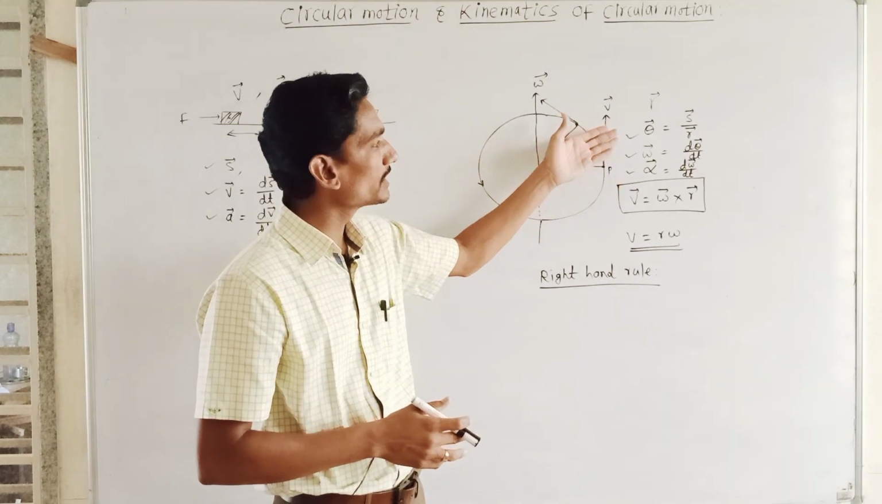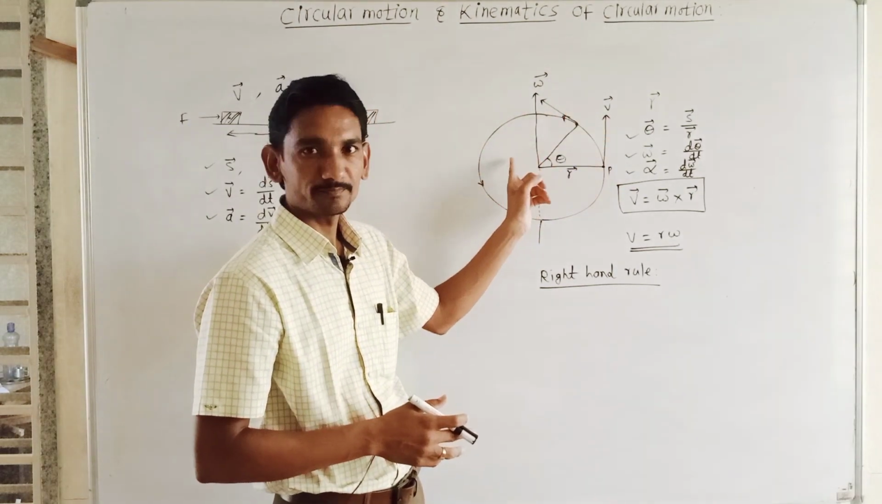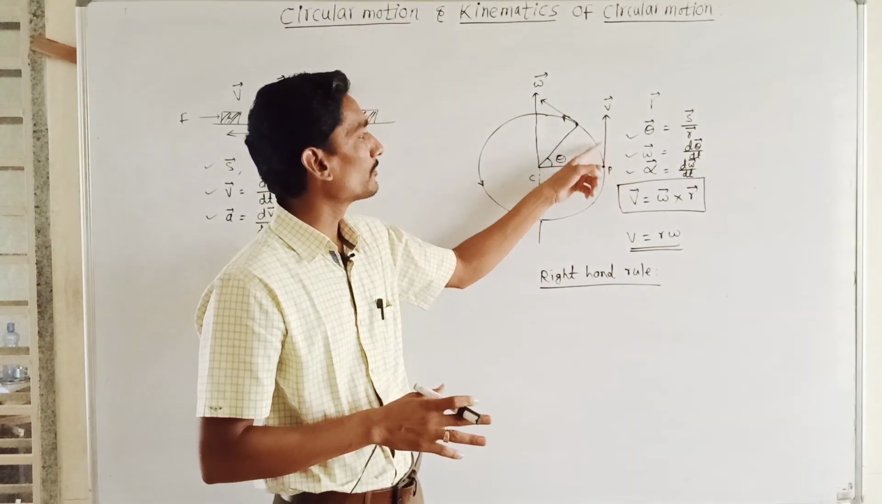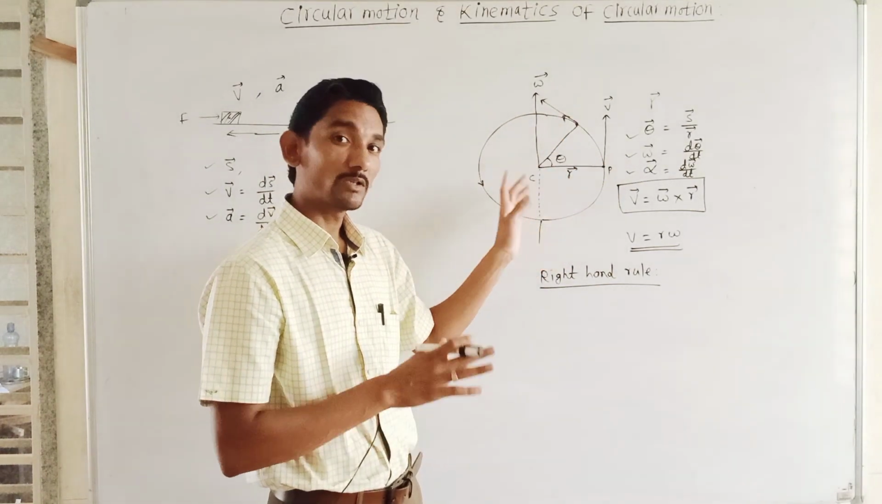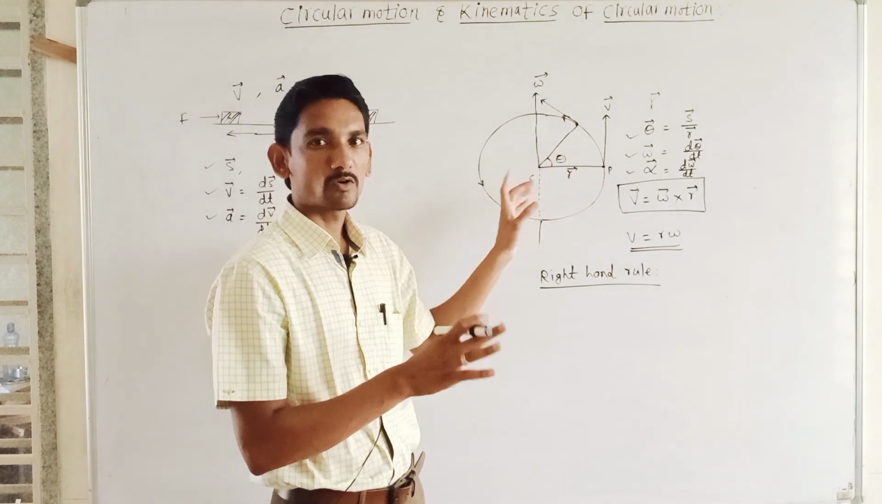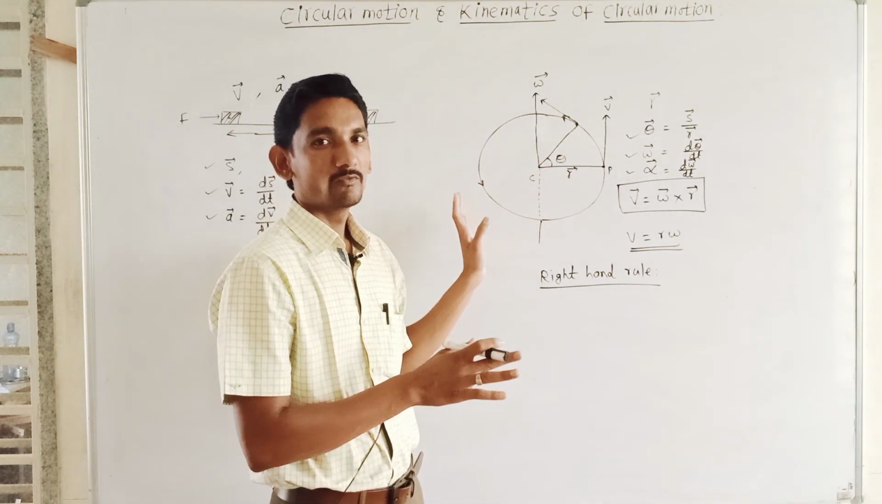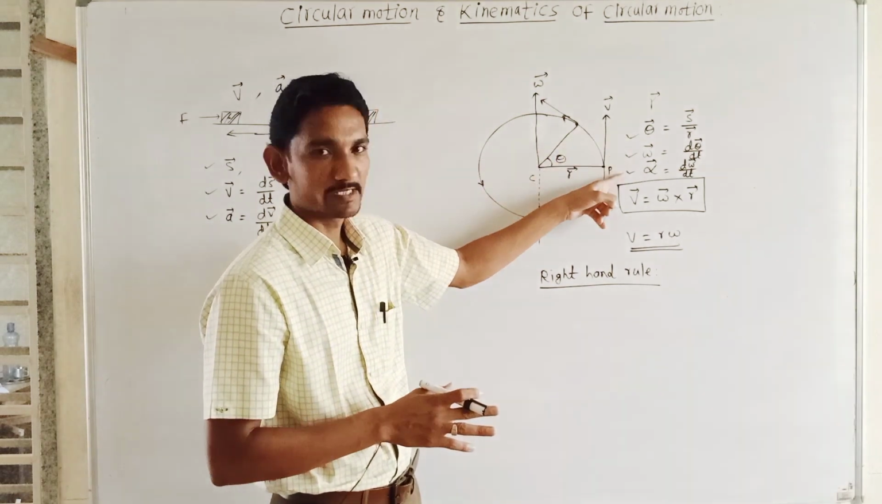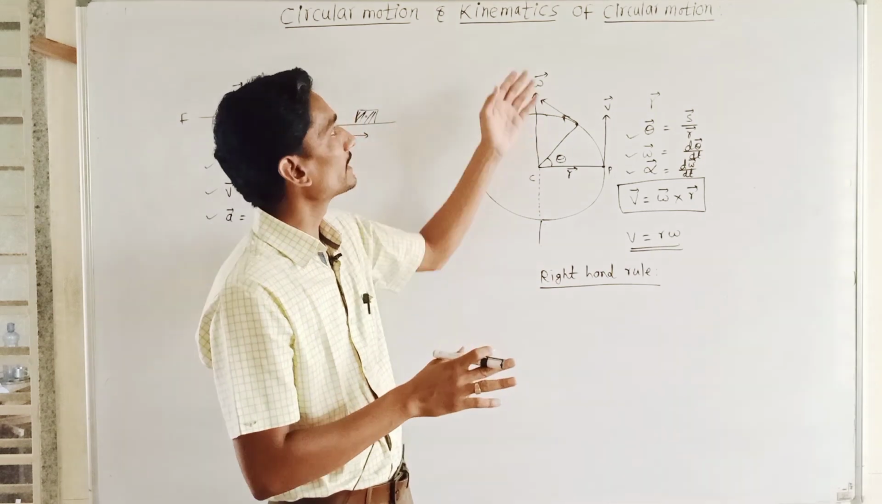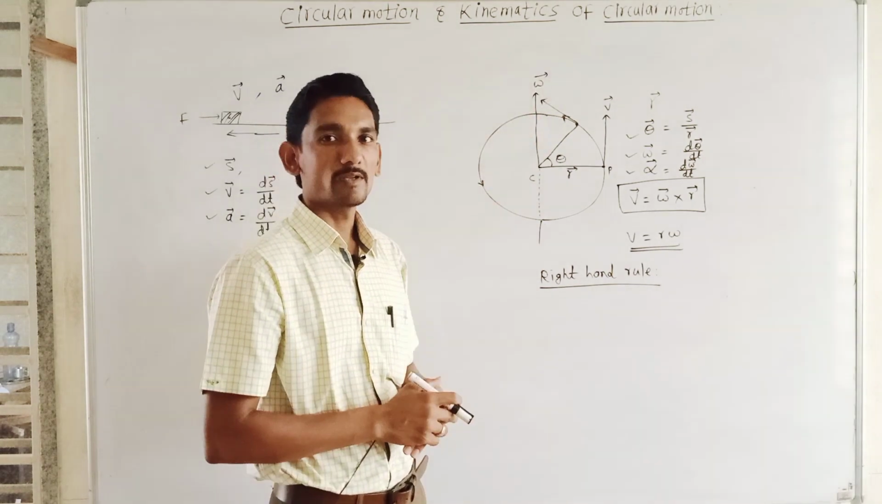That means we are dealing with the angular displacement, not the cause of angular displacement. We are dealing with the angular velocity, not the cause of angular velocity, and angular acceleration, not the cause of angular acceleration. We are just dealing with these quantities, not the causes of them. So that is the kinematics of circular motion.